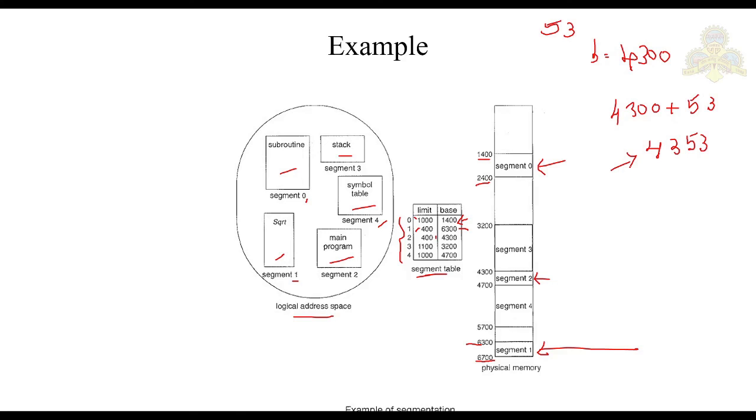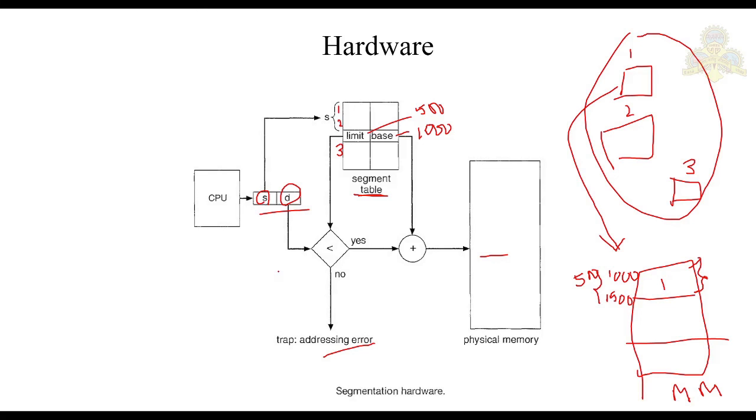Whenever this 53 has been generated, that displacement has to be compared with your limit. So the limit of segment 2 is 400, right? You can see here, the limit of segment 2 is 400 and your 53 is less than 400. Only then you can add the displacement with the base. Basically it is the same diagram I am explaining. I am taking this diagram as the base, and I am giving you the particular example, right?